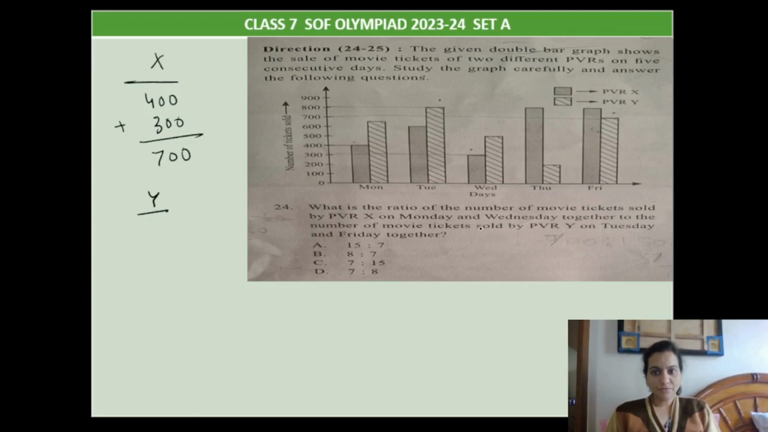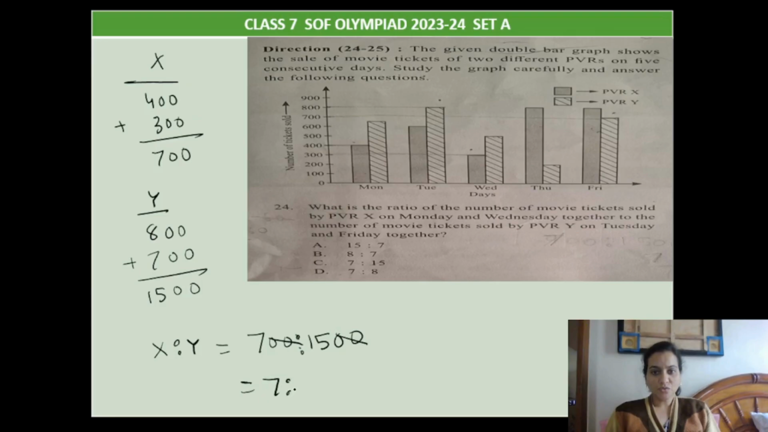Why? If we check, Tuesday it is 800, and Friday it is 700. So 800 plus 700 is equal to 1500. Now we are going to find the ratio of the tickets sold in the ratio x is to y. X will come first. So 700 is to 1500. यही निकालना है हमें. So if you see, 0 is common, we'll cancel it out. और बचा क्या? 7 is to 15 is the correct answer for question number 24.